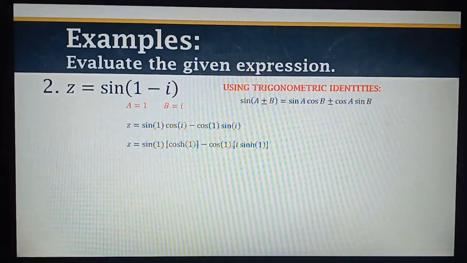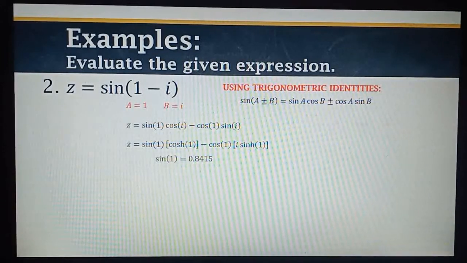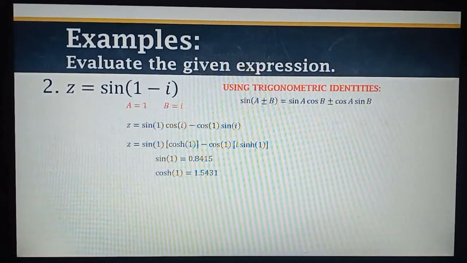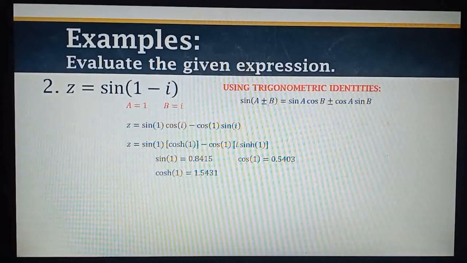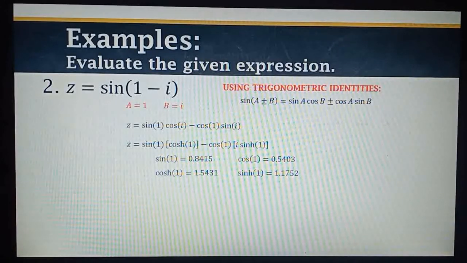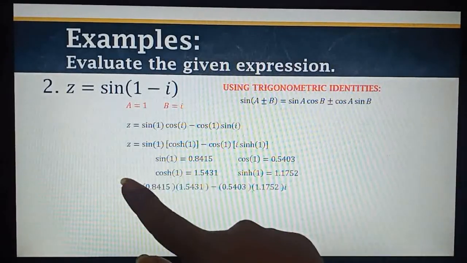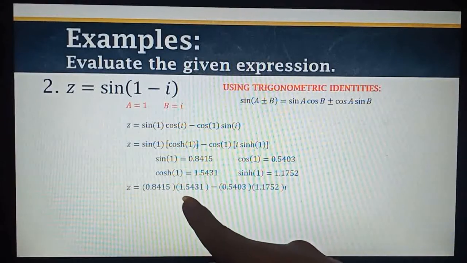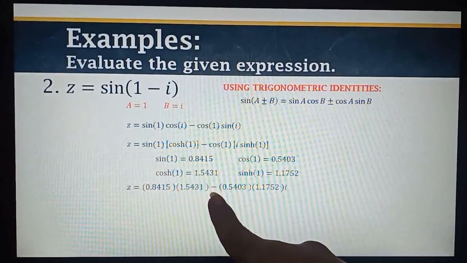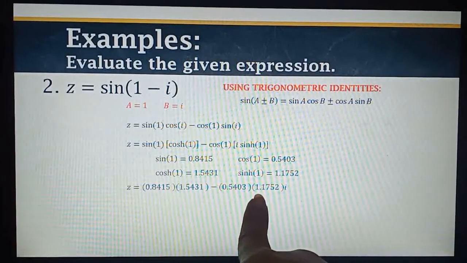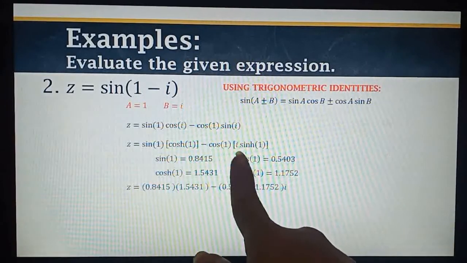Then inputting the values in the calculator, sine of 1 is 0.8415. Hyperbolic cosine of 1 is 1.5431. Then cosine of 1, that is 0.5403. Then hyperbolic sine of 1, that is 1.1753. Again, if you input the values in the calculator, it must be in radians. Then we apply it now there.